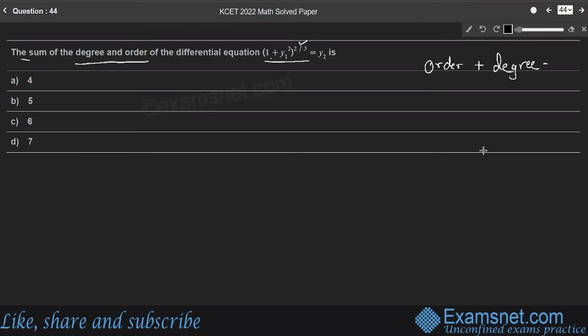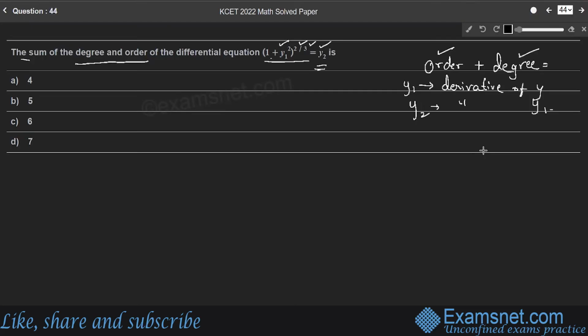So what is the order of the given differential equation? Here in the given equation, the power is a fraction: (1 plus y1 squared) whole raised to 2 by 3. So what are y1 and y2 here? y1 is the derivative of y, whereas y2 is the derivative of y1, right? The order is the order of the highest derivative, so that is the order of the given equation. Here the highest derivative is y2, and its corresponding power is called the degree.